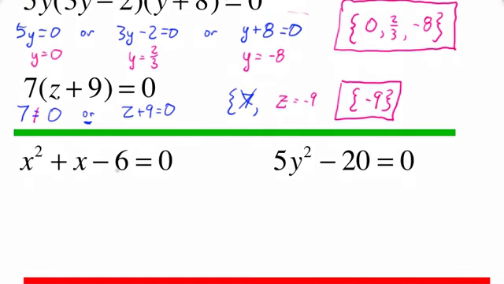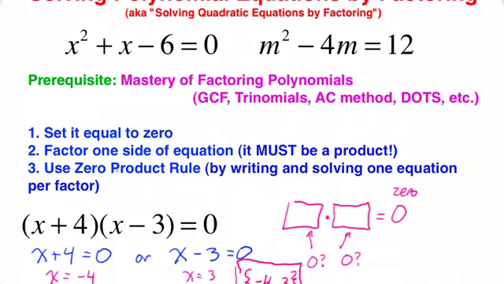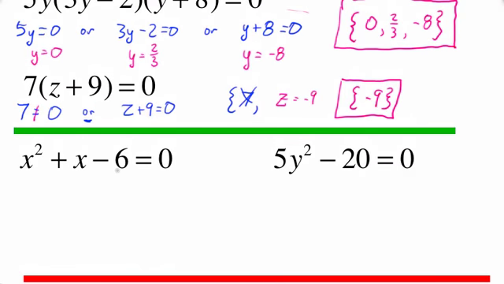All right, here's a couple of other examples. Just going back to our list of steps. The first thing we want to do is set these things equal to 0. So far, everything we've done has been set equal to 0. Then we're going to factor one side of the equation. And again, thus far, everything's been factored. And then lastly, we use the zero product rule. Now, in these two examples, they're set equal to 0, so we don't have to do step 1, set it equal to 0, but they're not in factored form, so we are going to have to factor.